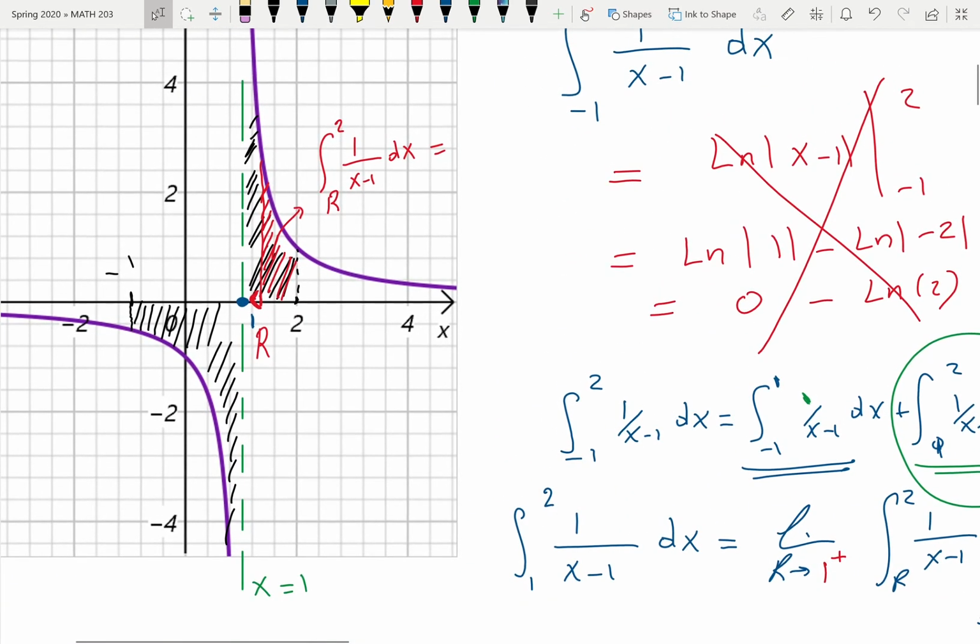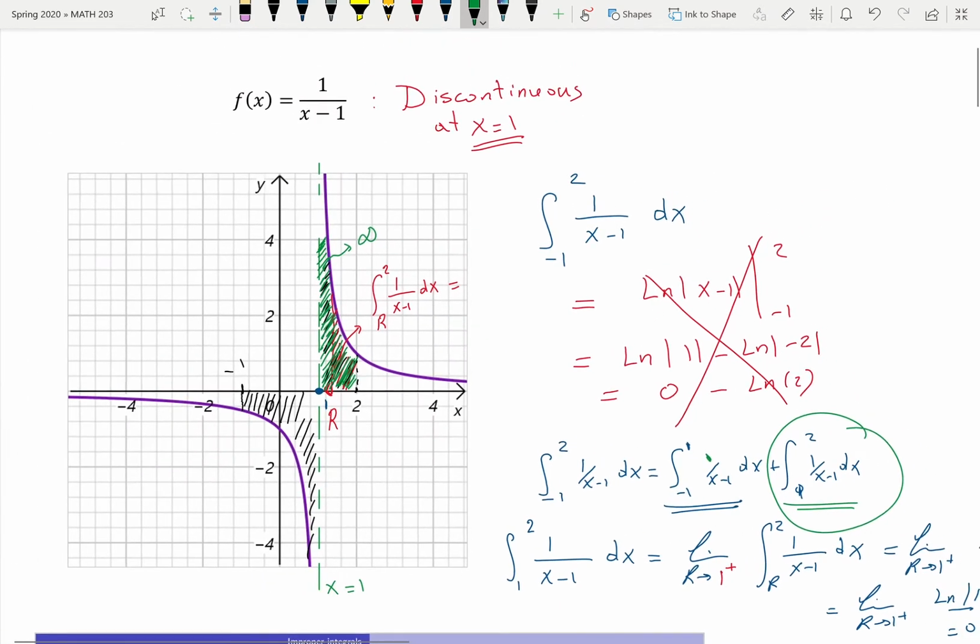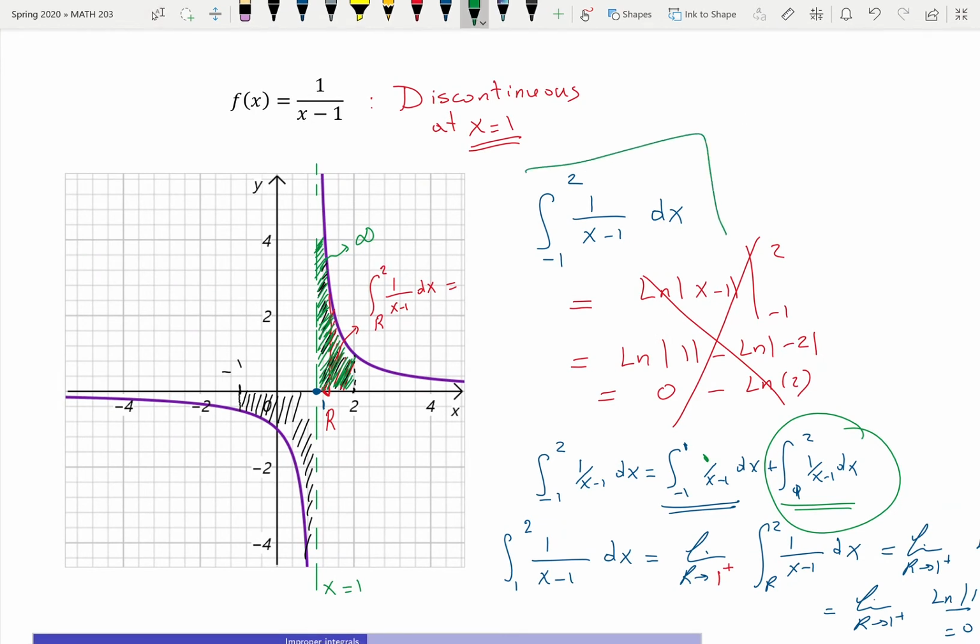Okay, so this tells me the following: this area right here, the green one, when I take the limit when r approaches 1 plus, is going to give me this area, the green one, and this is equal to infinity as we computed. This means that this integral from 1 to 2 is divergent, and so is this integral from negative 1 to 2. So this is the idea of improper integrals of type 2.